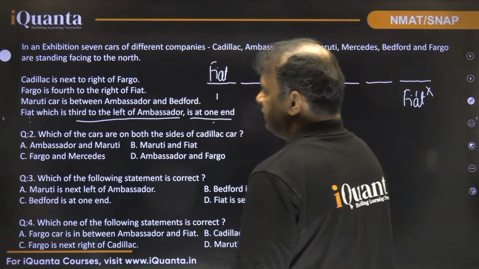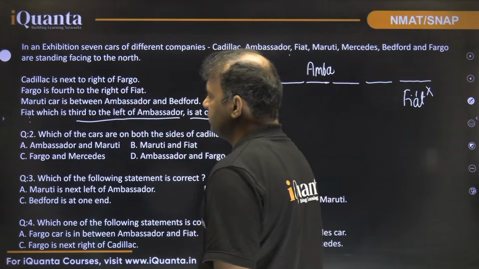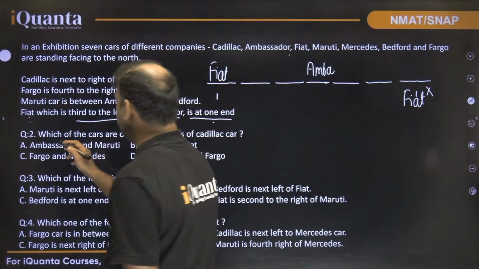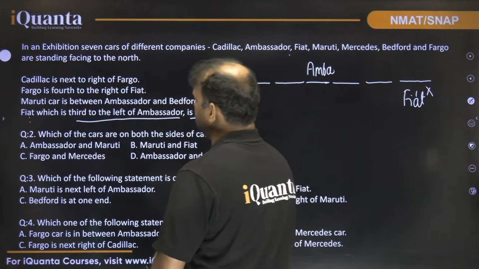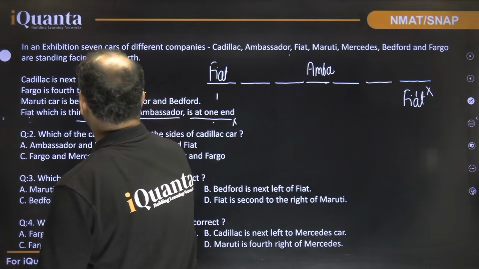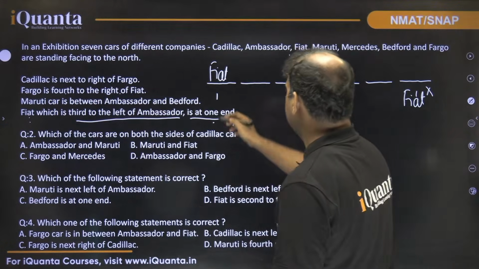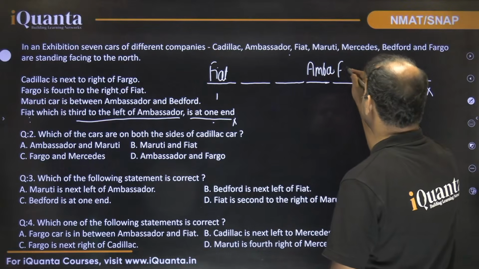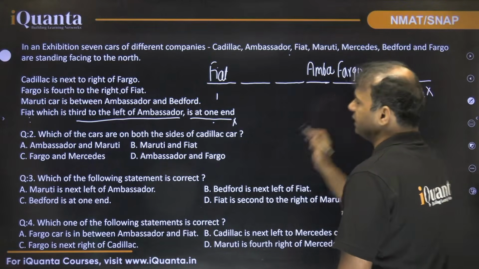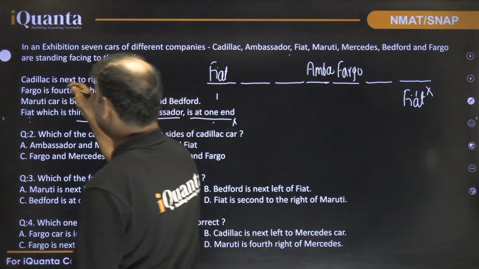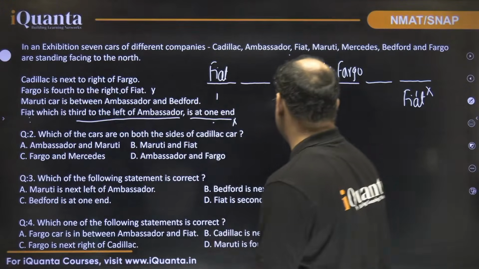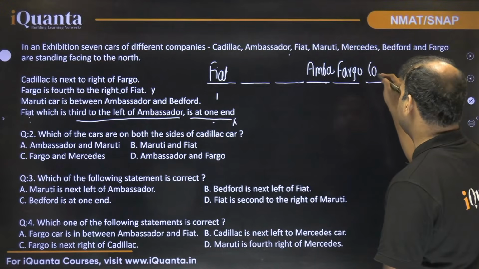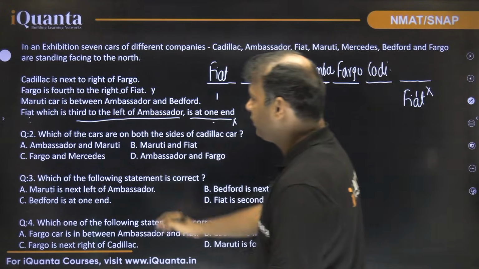Okay, now we have a few more pieces of information. The last point we have used completely. The second point says that Fargo is fourth right of Fiat, alright. So fourth right must be this, so this place is for the car Fargo. Second point is also used. Then they are saying Cadillac is next right of Fargo. Next right means immediate right, so this should be the place for Cadillac. So the first point is also used.